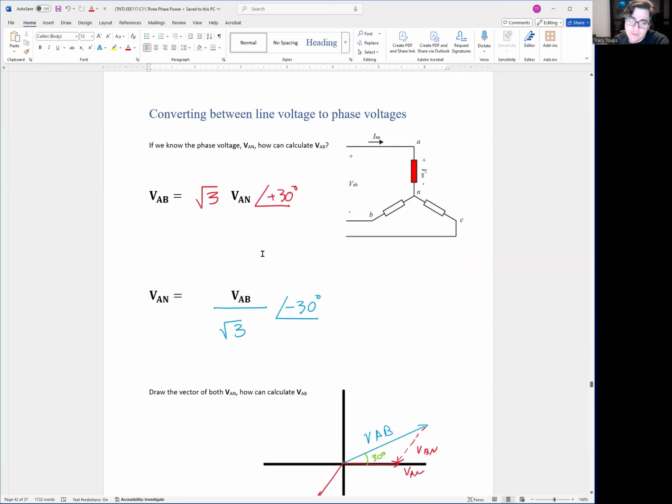So this is the big takeaway. When we're going to line-to-line voltages, multiply by square root 3 and add 30 degrees. We're up square root 3, up 30 degrees. Going from the big line-to-line voltage to the smaller phase-to-neutral voltage, go down: divide by square root 3 and subtract 30 degrees. So just remember, line-to-line is always bigger than phase-to-neutral.